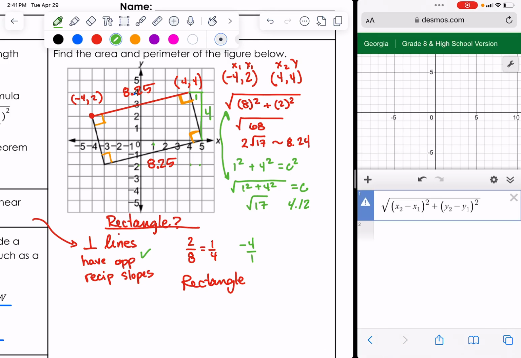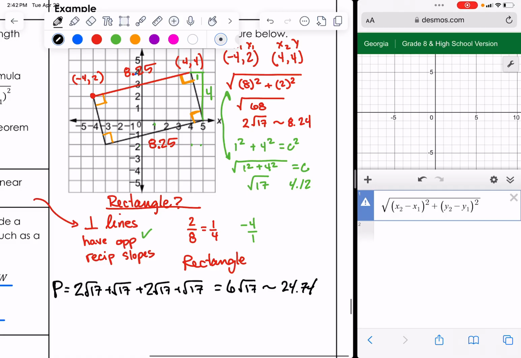So we have both of these sides here, and we can add them up. First, let's get an exact value. Our perimeter would be 2 square roots of 17 plus a square root of 17 plus 2 square roots of 17 plus a square root of 17. And when we add all those up, we get 6 square roots of 17, which is about 24.74.